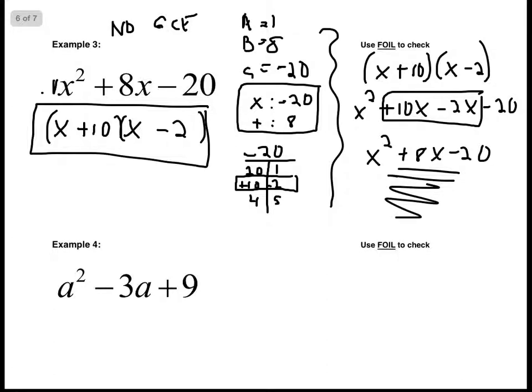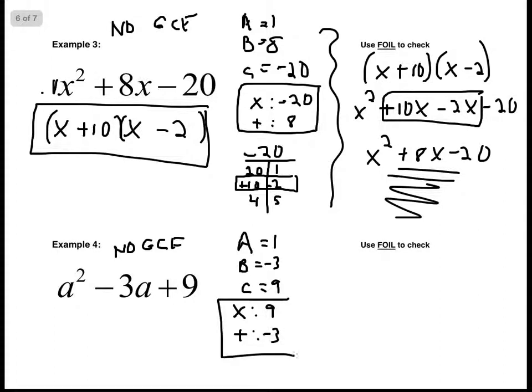All right, let's try another one. Write the problem down. Can you factor out a GCF? No. And A is 1, B is negative 3, and C is 9. So I'm looking for numbers that multiply to 9 and add to negative 3. So then I list my factors that multiply to 9. So it's either 9 and 1 or it's 3 and 3.